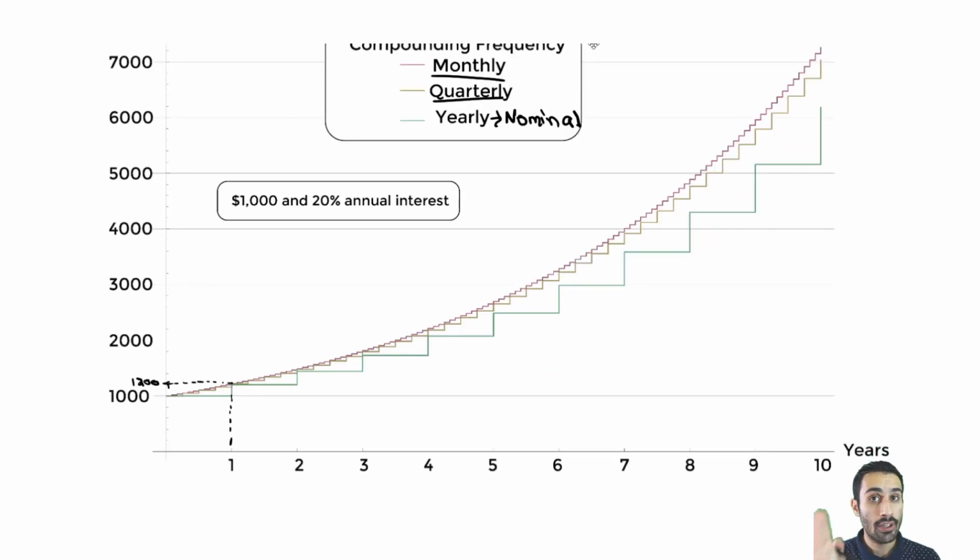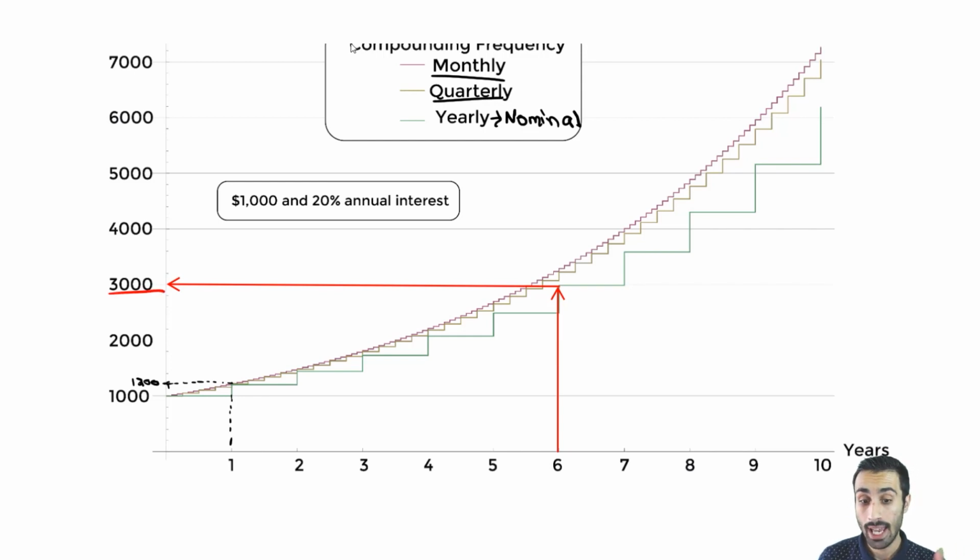So now let's just pick a certain year where we want to check how much we've accumulated from the starting balance of 1,000. And the one I'm going to pick is year six, just to show you. So what we do is go to year six, and let's read off the value for yearly. So you go at the very peak there, you read off the value, and we get about $3,000. That assumes we're compounding yearly based on just the nominal rate of 20%. So now the next one is quarterly. The quarterly, you read off the same thing, but here we get about 3,200. So it's about 3,200 for the quarterly.